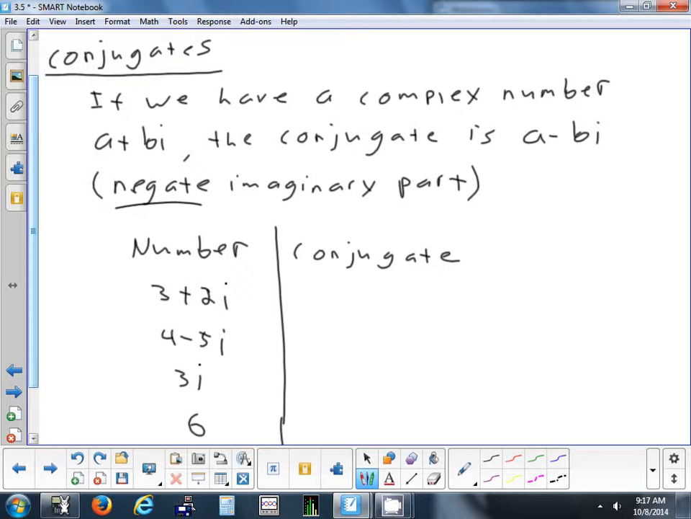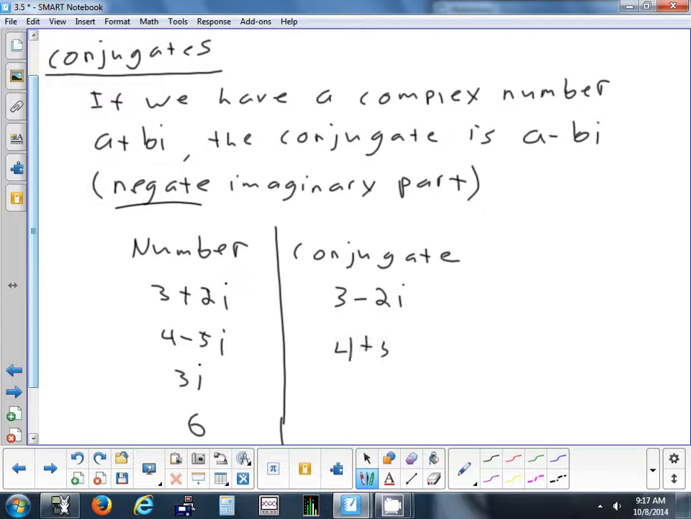Nick? 3 minus 2i. Yeah, you just change the sign of the imaginary part. Don't do anything to the real part. How about if it was 4 minus 5i? What would be the conjugate of 4 minus 5i? Yep. 4 plus 5i.